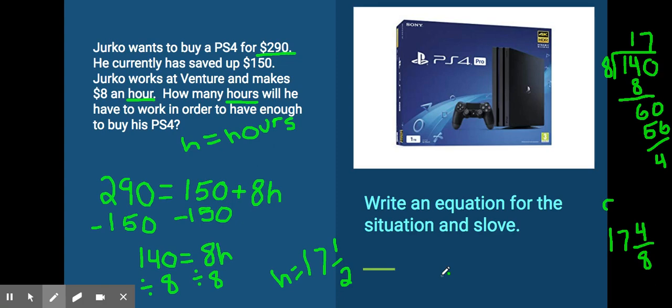Okay, I hope that makes sense. I think this problem's pretty straightforward, and it's pretty easy to organize into an equation and then solve it. So there you go.